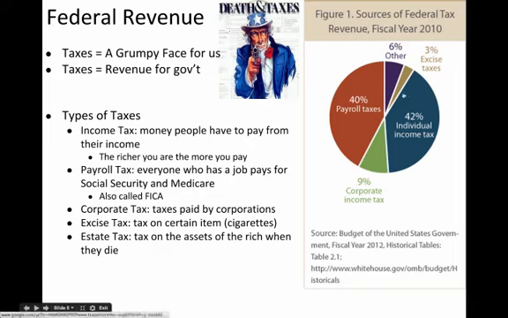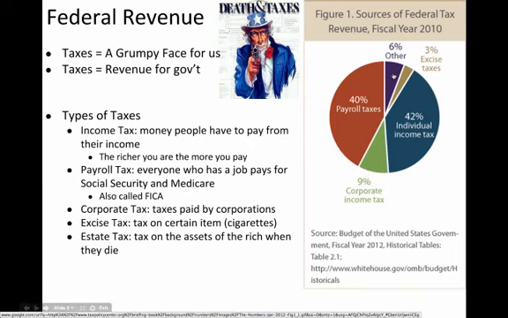If you look here, it's a nice little graphic. I know it's a little dated, but it's such a nice graphic that I just want to keep using it. Basically, you can see the sources of federal tax revenue from the fiscal year 2010. This is where the federal government got their revenue. 42% of it came from income taxes, 40% came from payroll taxes, corporate income tax 9%, excise taxes 3%, and then others 6%.